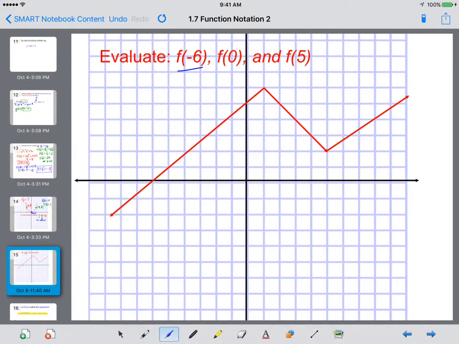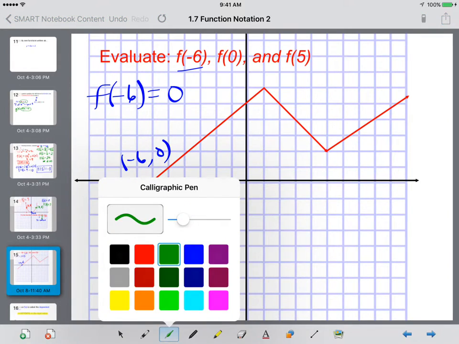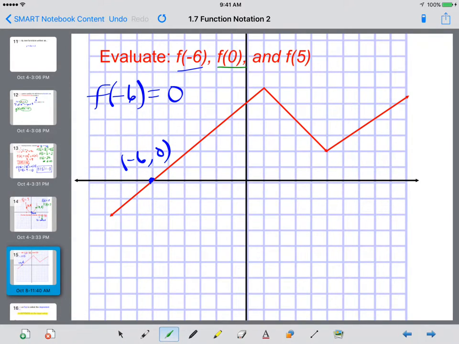F of negative 6 means I go on the x-axis, negative 6. The x value is negative 6, the y value is 0. F of negative 6 equals 0. To find f of 0, the x value is right here at 0. I've got to climb up my graph to this point here. The x is 0, the y is 1, 2, 3, 4, 5. So f of 0 equals 5.